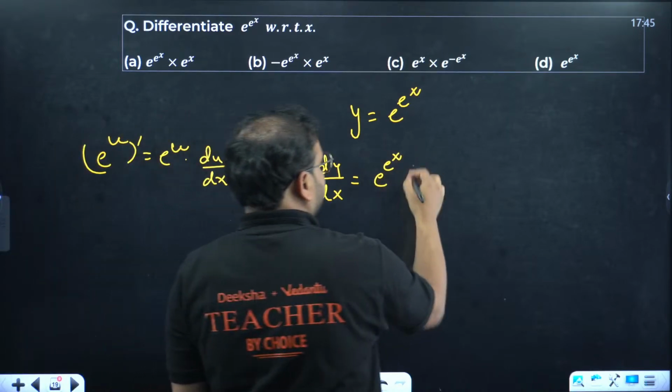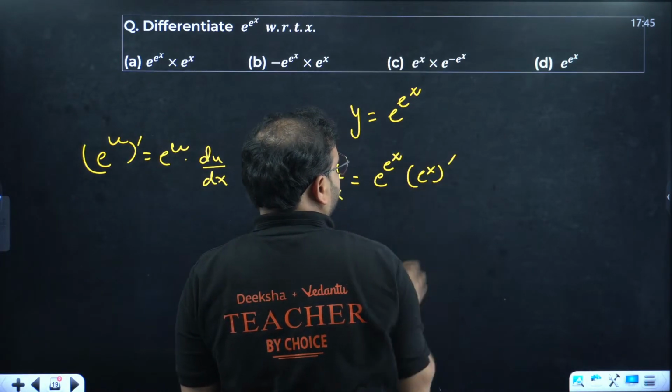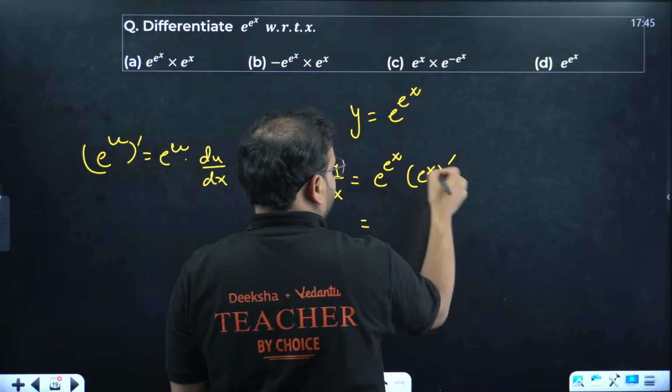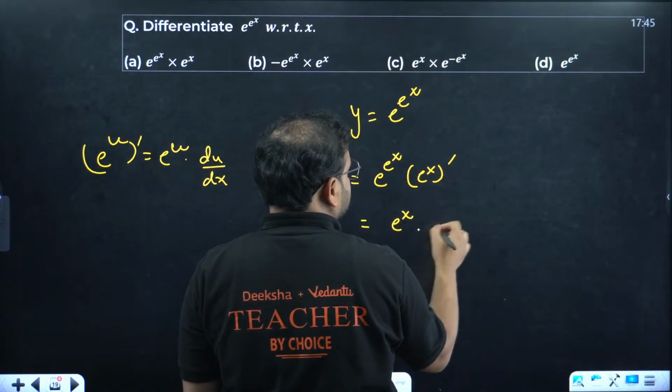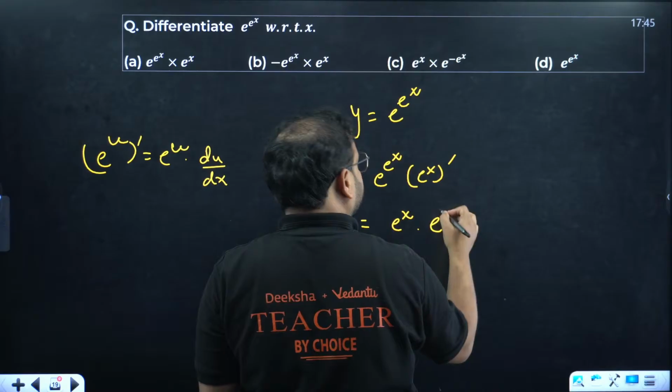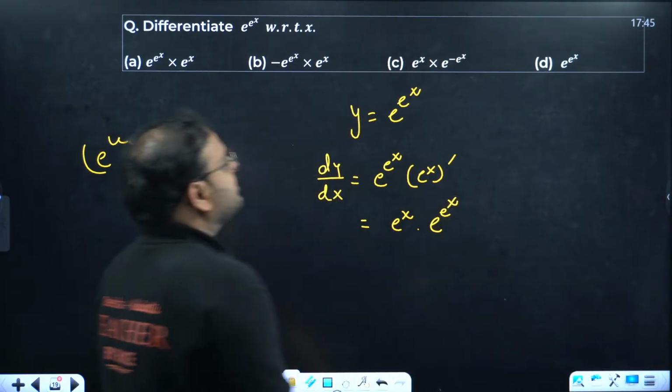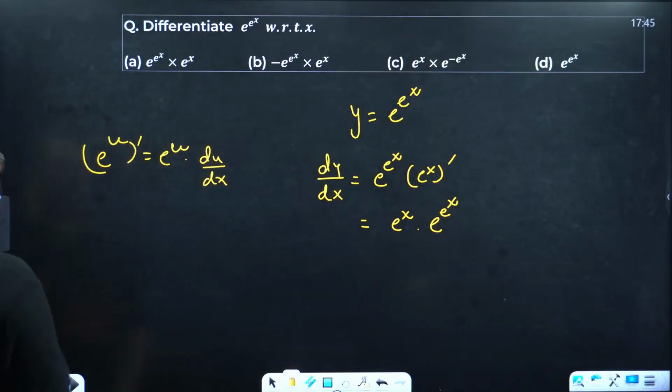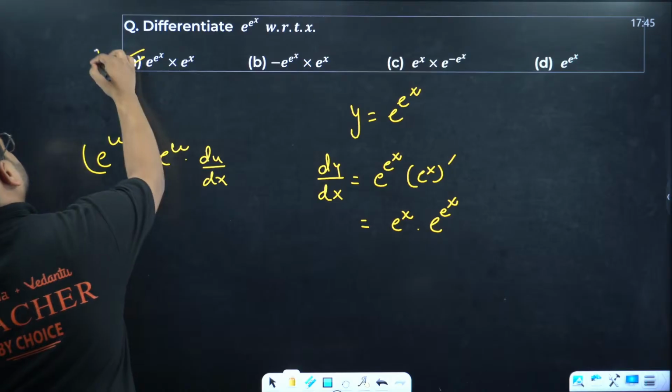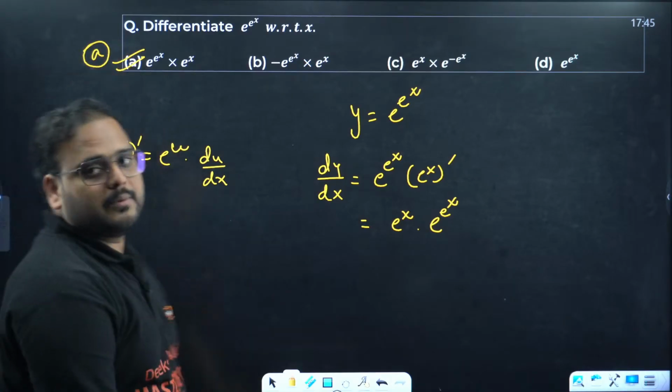This is done. We'll write e power x derivative again. You'll have the answer. The derivative of this is also the same. So e power x, e power x. E power x times e power x. As I mentioned, very simple problem.